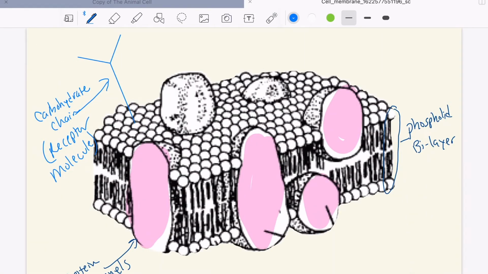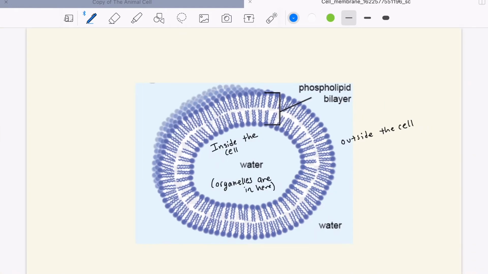So if you were to take this and look at it as the entire cell membrane, this is what it would look like. Now, this is not drawn to scale, remember. This area would be the outside of the cell. In here is the inside of the cell. And of course, inside of the cell is where you have all of your organelles. But this is really what the cell membrane looks like. Here you have the phospholipid bilayer.